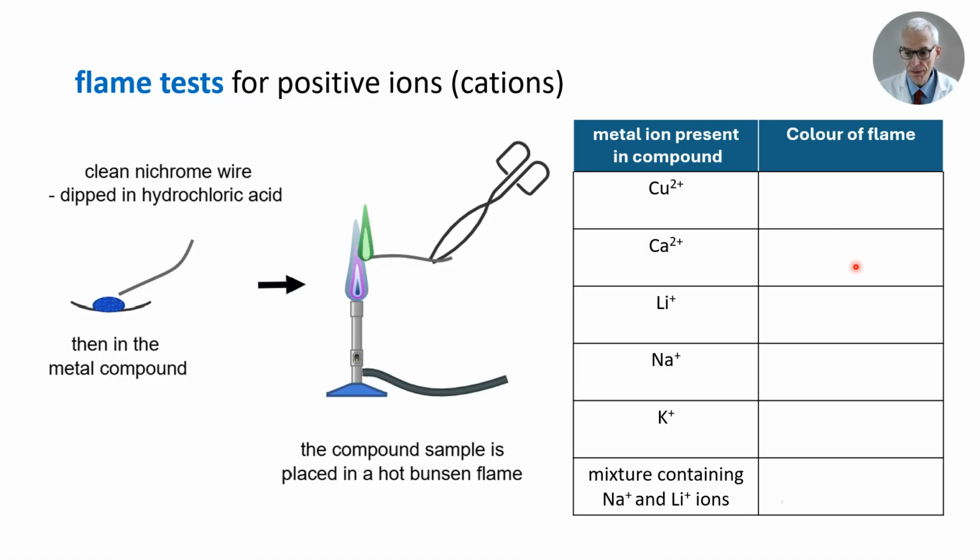There are 5 coloured flames that you are expected to recall for AQA GCSE. If you've done this already, pause. Can you remember the colours? So to resume, for copper, we get a green flame. Calcium 2+ ions give us orange-red. Lithium gives us crimson, sodium a yellow flame, and potassium a lilac flame.